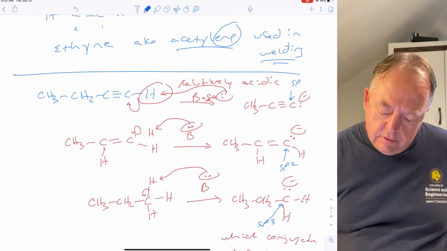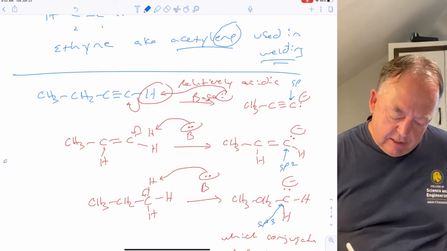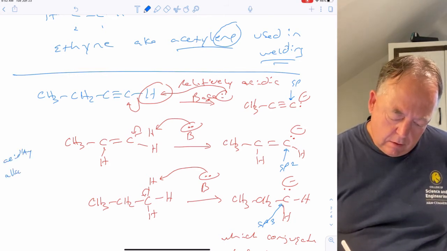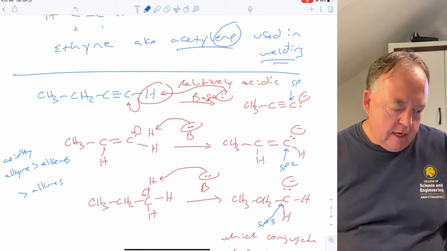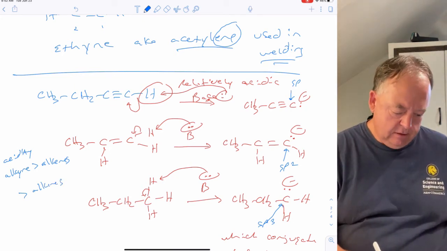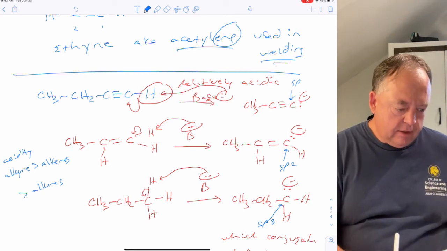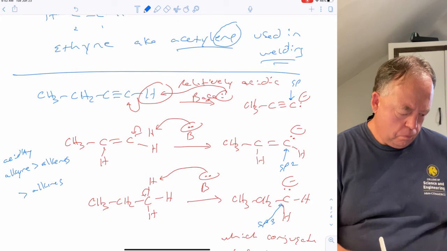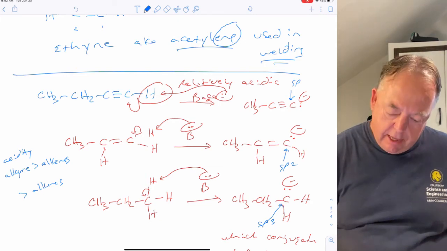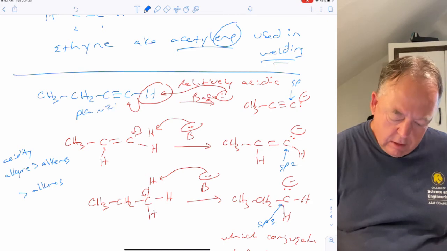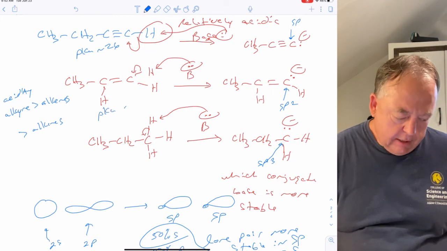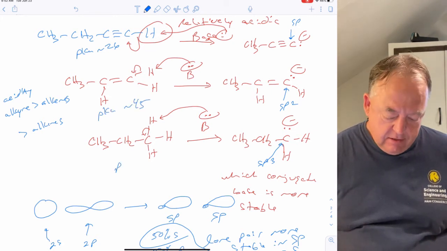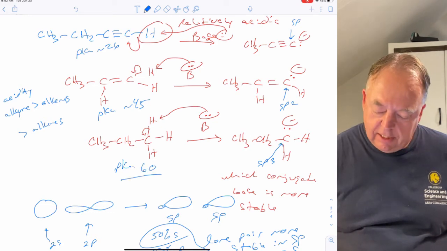So the basic point, in terms of acidity, is that alkynes are more acidic than alkenes, which are more acidic than alkanes. The pKa for an alkyne, do I have this in my notes? Let's hope I have that in my notes. Yes, the pKa is around 26. For an alkene, the pKa is around 45, so they're not very acidic. And for an alkane, it's not acidic at all. It's got a pKa of about 60.